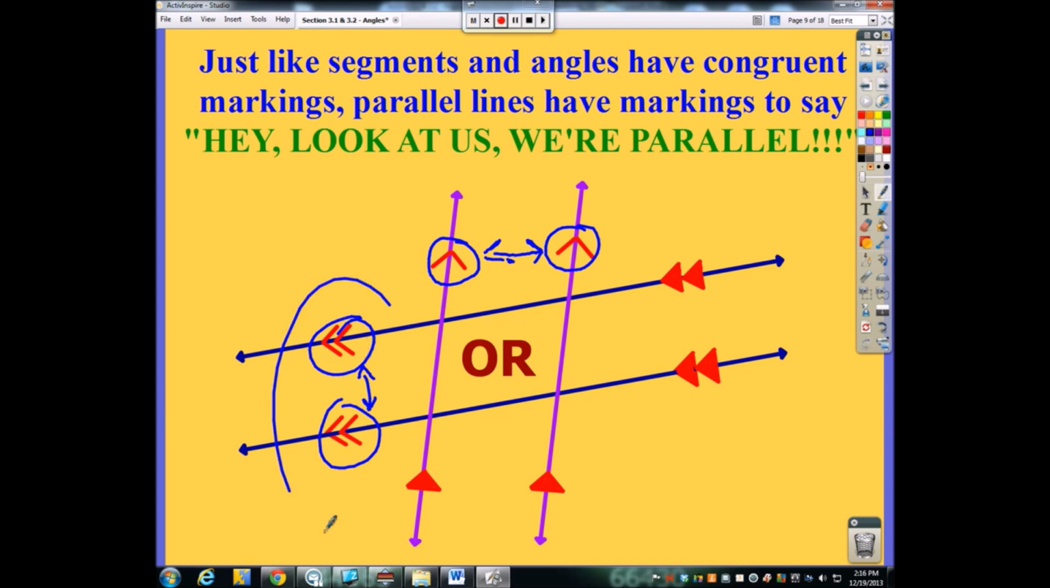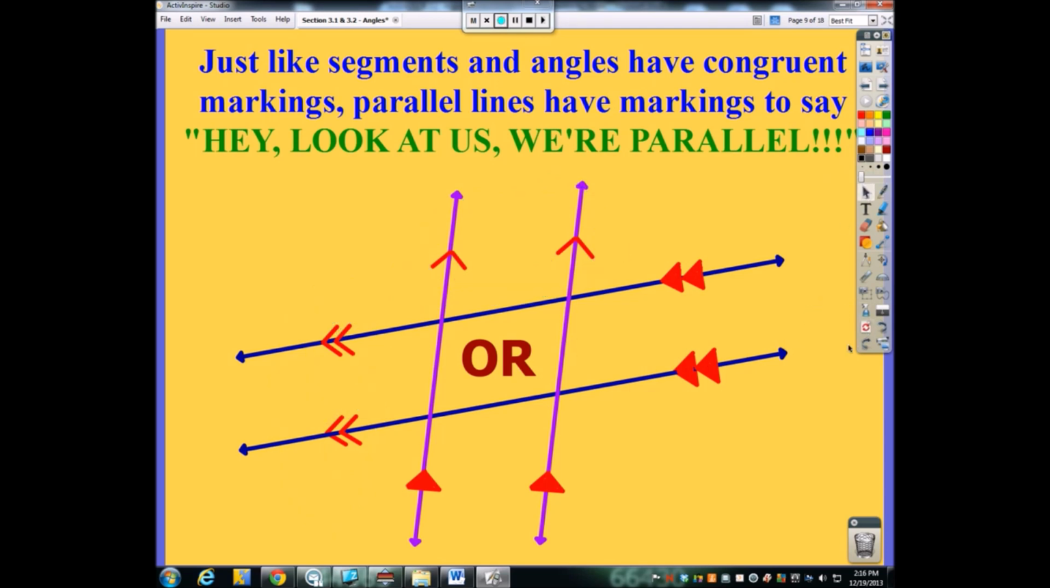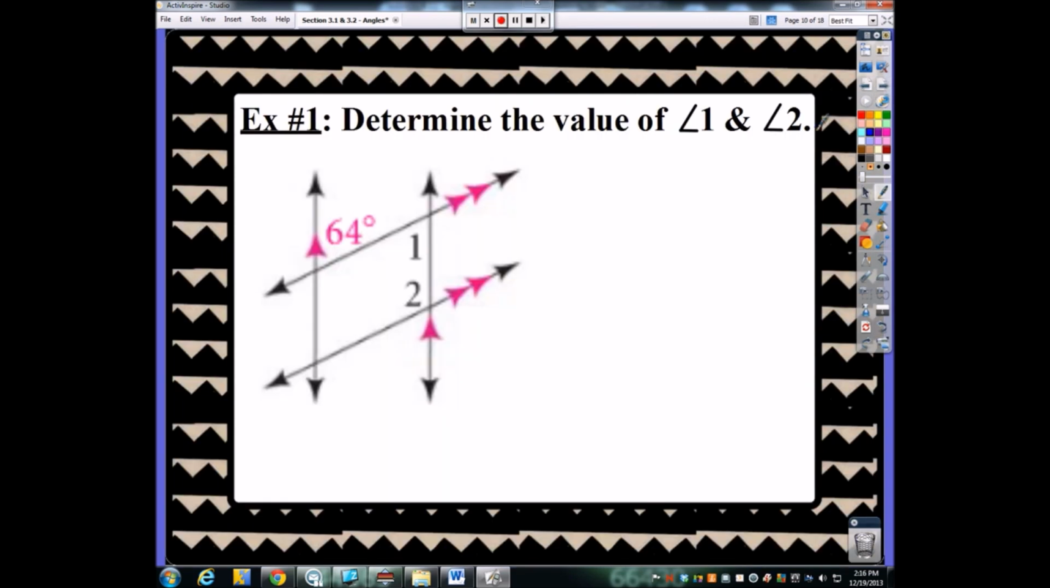So since this set and this set have different numbers of markings, not all 4 of these lines are parallel to each other. Okay? There can be more than 2 parallel lines. You could have 3 lines that were all parallel to each other, and each one of those 3 lines would have to use the same marking. Okay? So now let's look at a couple of examples together.